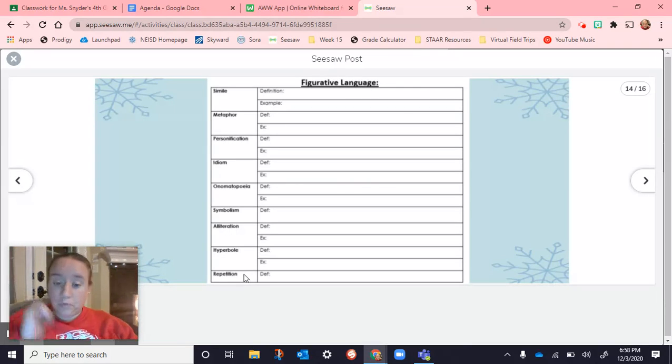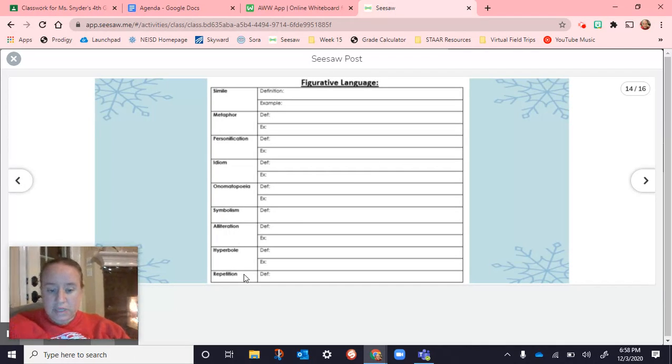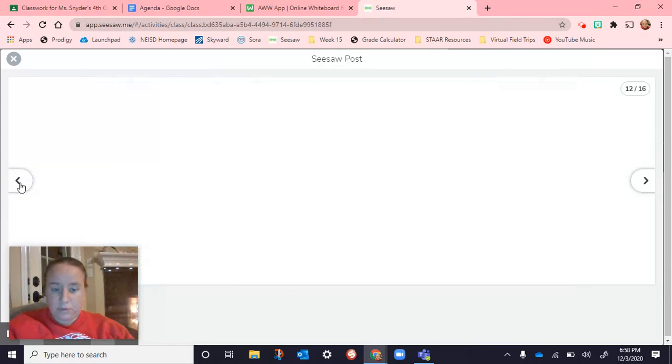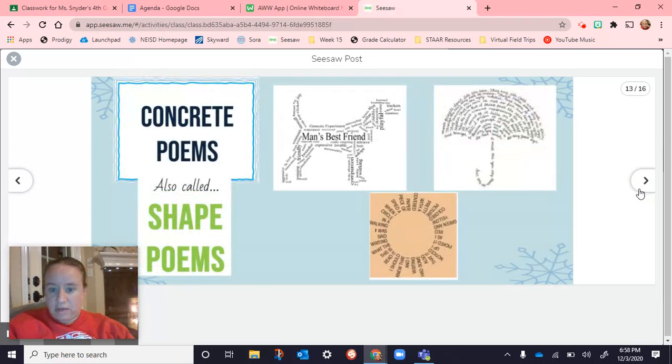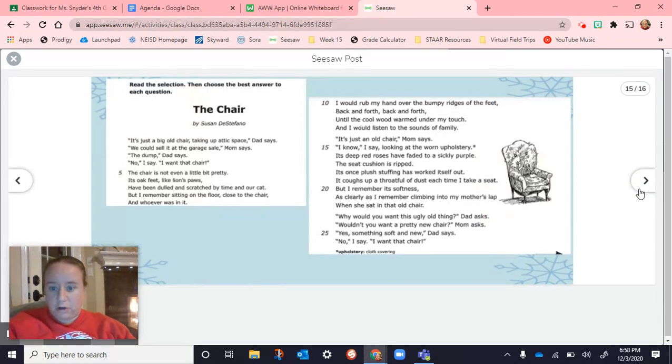And I told them they don't need to do this in the Seesaw, but I wanted them to do this in the notes. And so, if they have those notes, they can use this on their test tomorrow. So all of the words, they're just doing the definition and an example. All of that comes from the pages that we've been reviewing. So they can write that down in their notebook and then use that tomorrow when we take our poetry test.